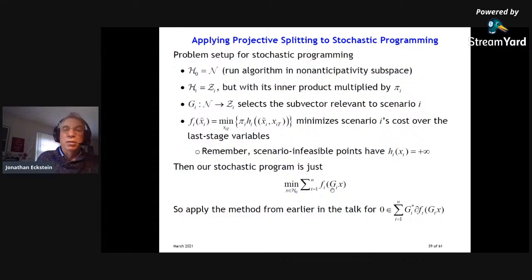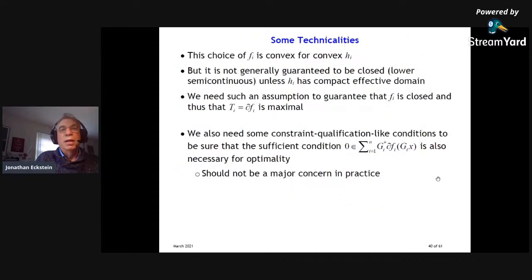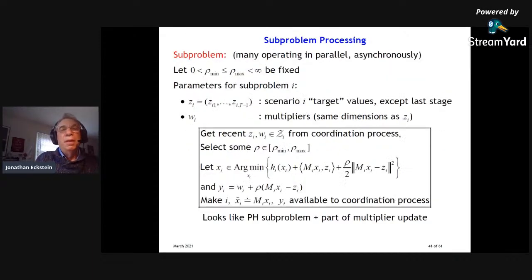And then the stochastic program with this setup just becomes this problem, and we apply that method I was talking about. And you get, so here's some technicalities about which I think I'll skip. But you get the following thing. So you have subproblems that look almost exactly like progressive hedging. Okay, except that you can actually pick the penalty parameter.